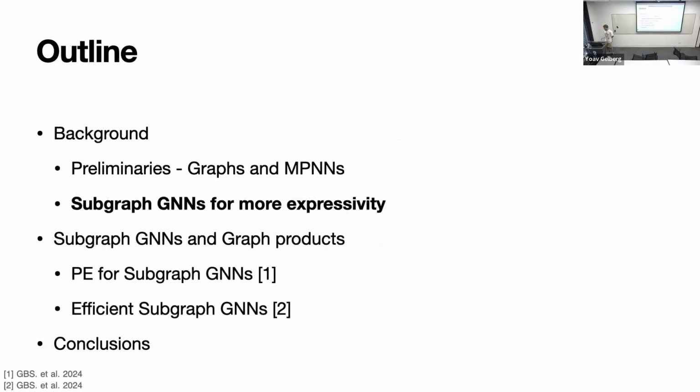Okay, so at this point, I quickly covered what graphs are, how we typically learn on these graphs, and one of the main limitations of this message passing approach. Now I'm going to turn to subgraph GNNs, which are more expressive architectures, which can separate more graphs.